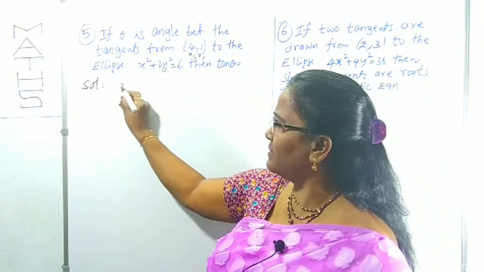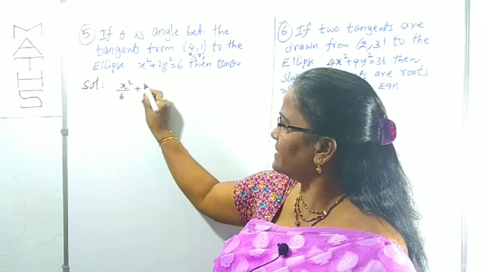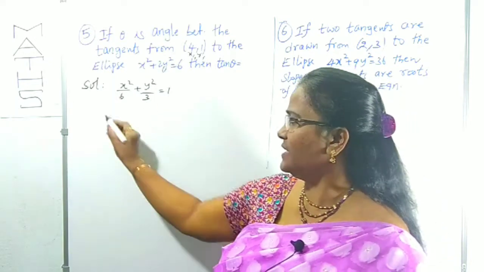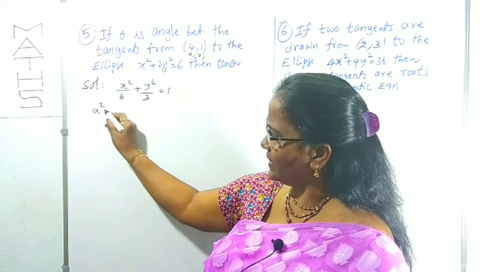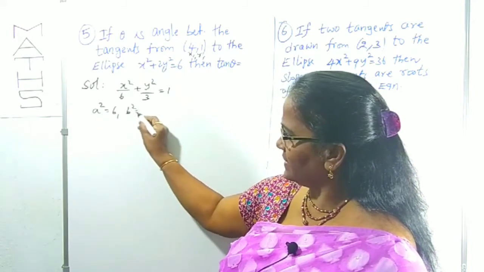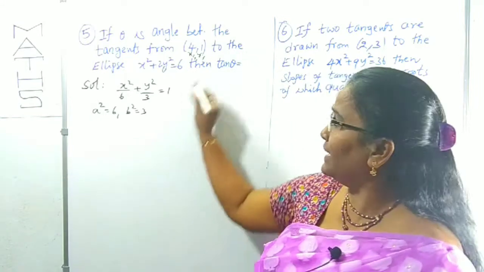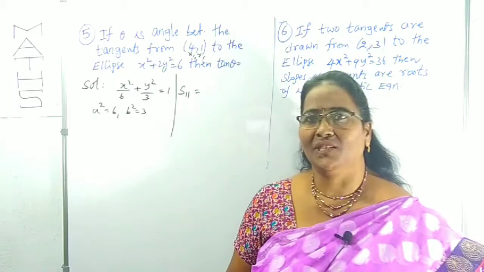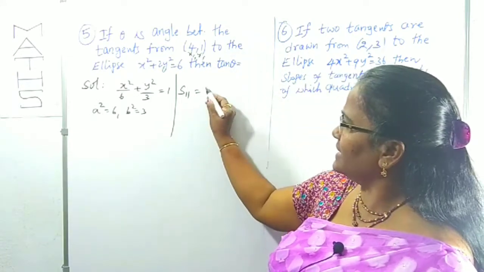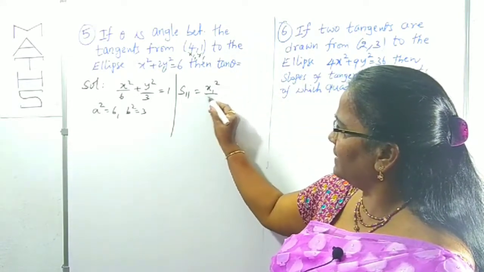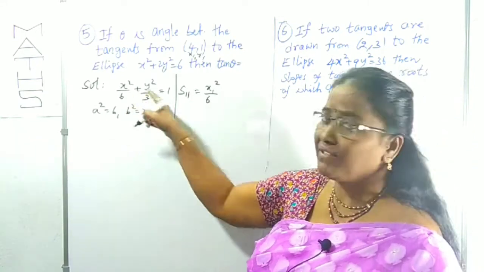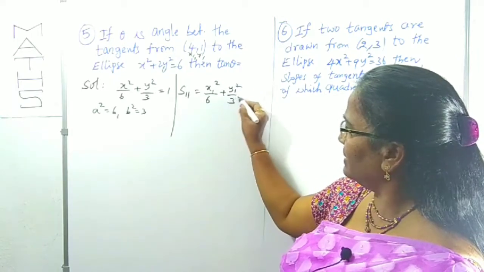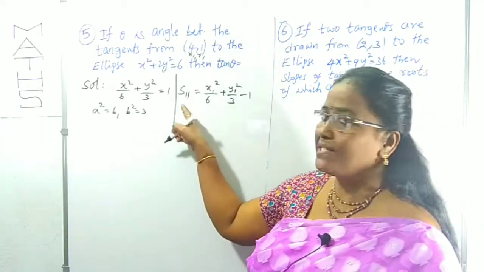By division of 6, it becomes x square by 6 plus y square by 3 is equal to 1. Right? Here we can collect A square is 6, B square is 3. Clear? Now for finding tan theta, we have to collect the S11 result also. What is S11 result here? S11 in the sense x1 square by 6 plus y1 square by 3 minus 1, replacing x, y with x1, y1. You know this is S11.